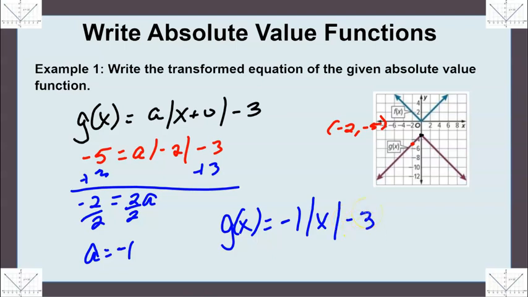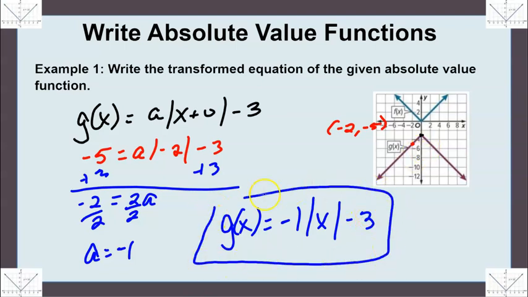And if I look carefully at this one, I could plot another point. Let's just say I chose 2 and negative 5. So if I put a 2 in for x, the absolute value of 2 is 2. 2 times negative 1 is negative 2. Negative 2 minus 3 is negative 5. So I know that this would be my function.